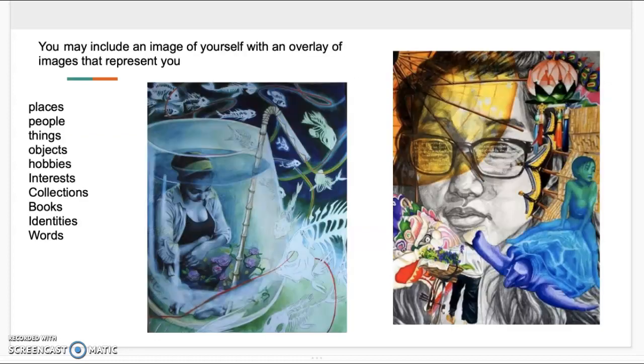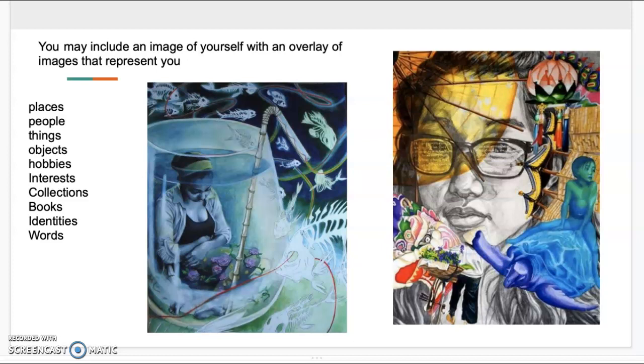So when you're thinking about your identity drawing, you're going to use one of the larger pieces, 12 by 18. I gave you some drawing paper as well as Bristol board. You choose which one you prefer. You're going to overlay various imagery of things that may represent you.